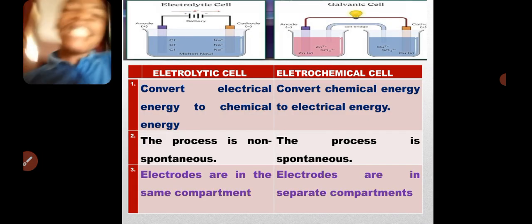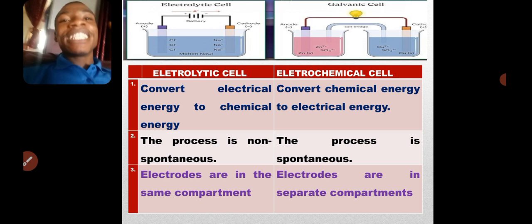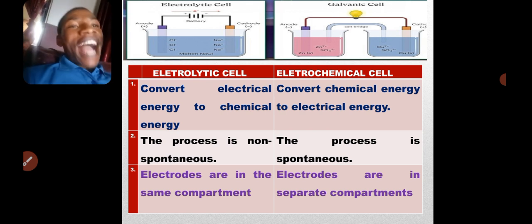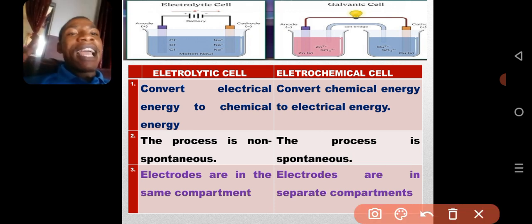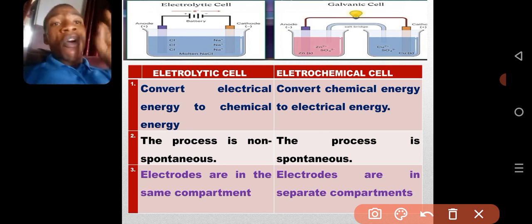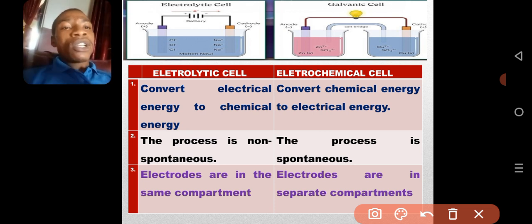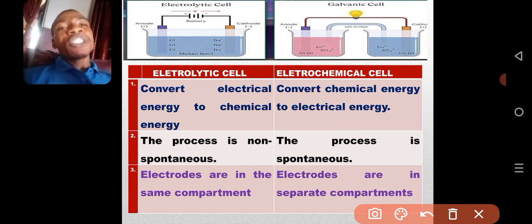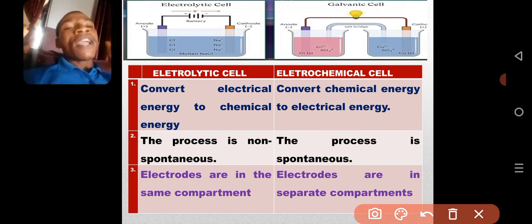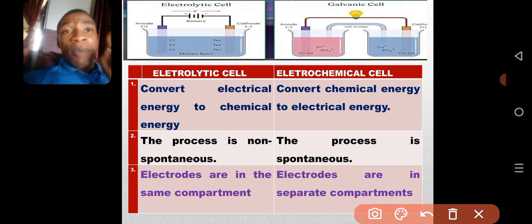So now I want to see the difference between the electrolytic cell, the one that we have already done, and this new electrochemical cell, the one that we are doing right now. Number one difference is that electrolytic cell will convert electrical energy to chemical energy. That is, it is going to use electricity to produce chemical reaction, whereas electrochemical cell will convert chemical energy to electrical energy.